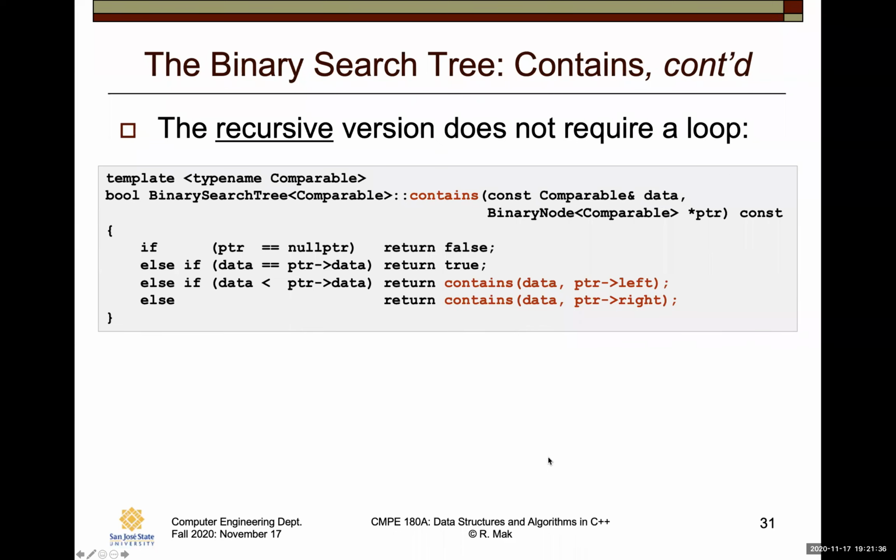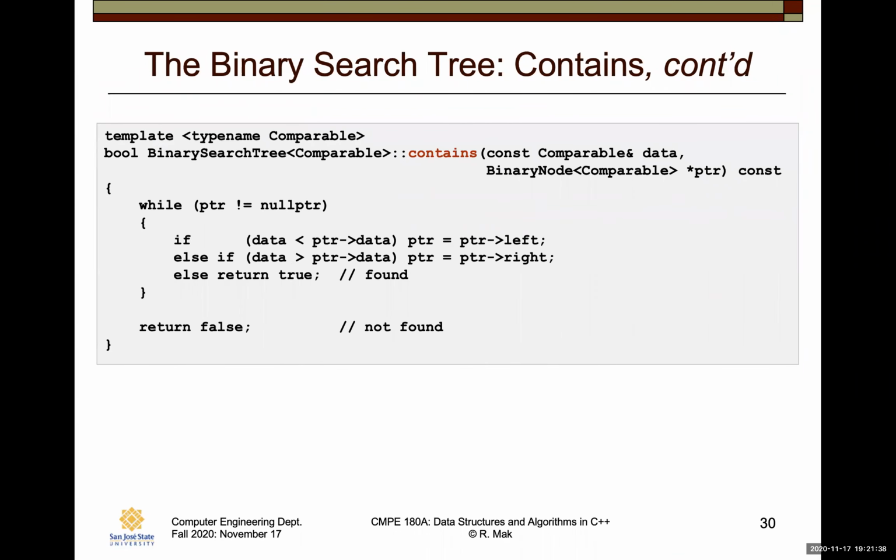Now, I don't know if I gave you the, oh, here is the iterative version. You can see, as long as we have not encountered a null pointer, we're either going to go left or we're going to go right. And so this is the iterative version of contains.